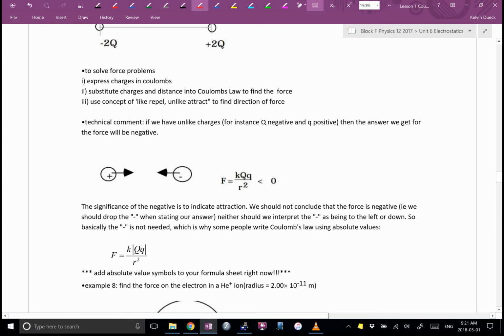A little technical comment here. If we have unlike charges where one is positive and one is negative, that would technically give us a negative answer. We don't want a negative answer for our force. The significance of the negative indicates attraction. So this is why I have put absolute values around your formula sheet. It says add absolute values to your formula sheet right now. For you, I did that this year, I think. Yes? It is on your sheet, so you can scribble that one out.